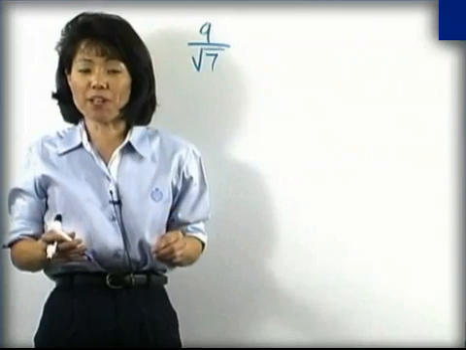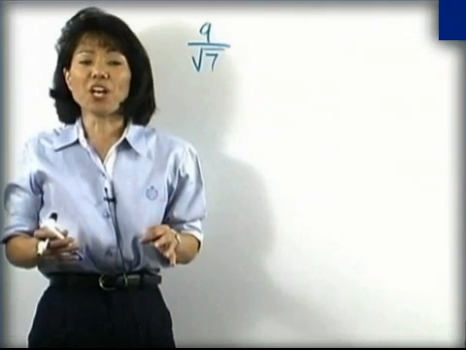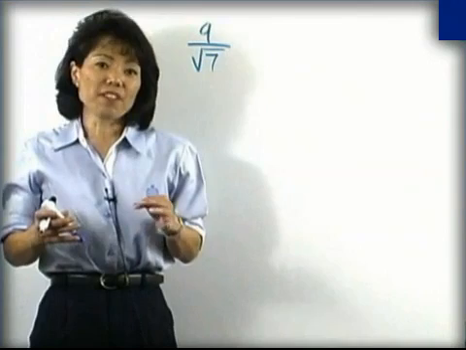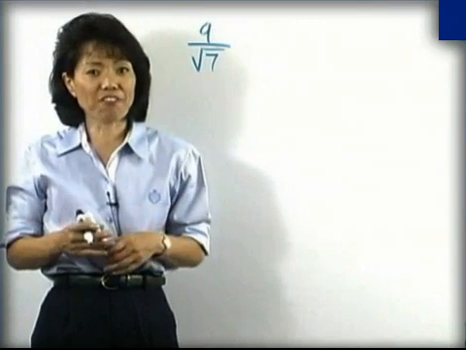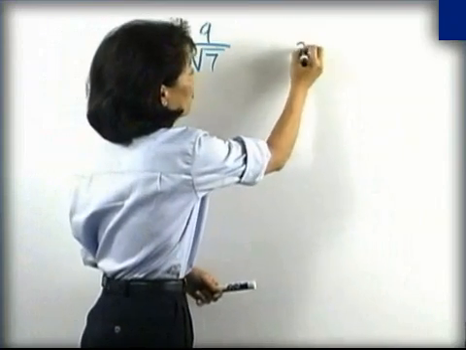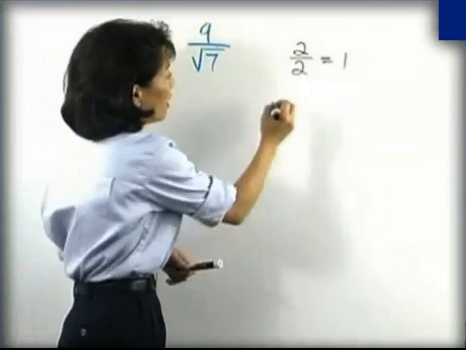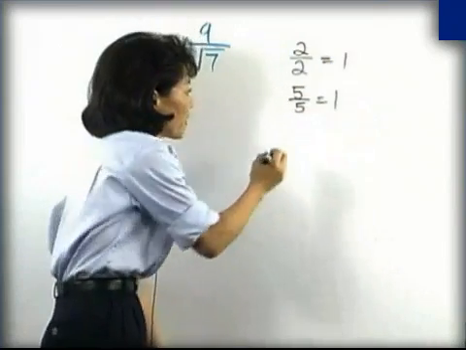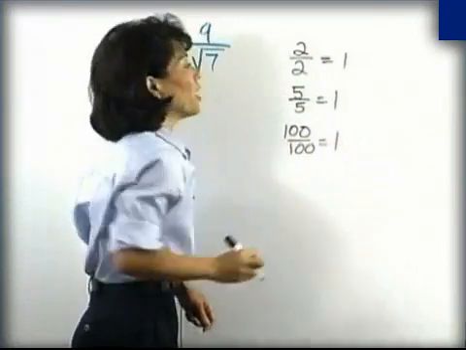What we can do, though, is multiply by the number 1, because we know if we multiply by 1, we do not change the value of the number. Now, besides just multiplying by the number 1, we're going to multiply by a fancy form of the number 1. I'm sure you would agree that 2 over 2 is equal to 1. 5 over 5, that's also equal to 1. 100 over 100, that's also equal to 1.